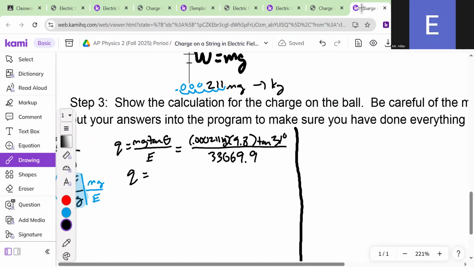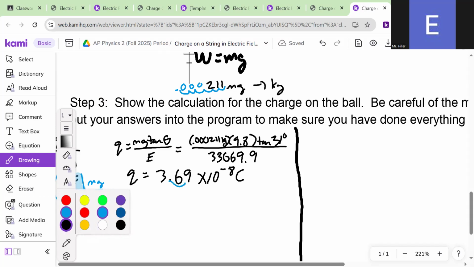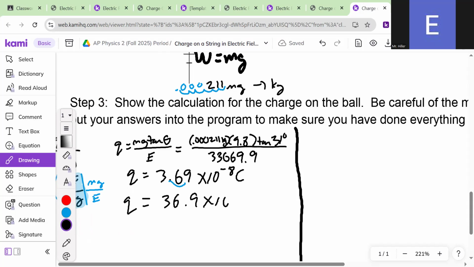Okay, let's figure out what this charge is. 0.000211 times 9.8 times tan 31. Divide that by 33,669.9. And I am getting 3.69 times 10 to the negative 8 coulombs. If I move this over 1, I get 36.9 times 10 to the negative 9 coulombs, which would be 36.9 nanocoulombs.